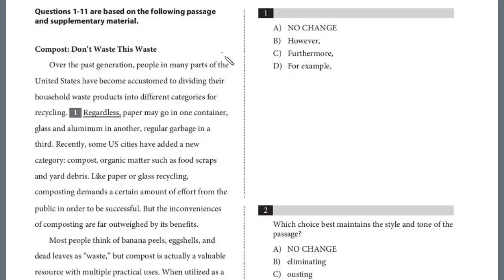So we have this topic sentence, this opening sentence that states that people have become used to dividing their household waste. And then we have the different types of waste listed. We've got paper in one category, glass and aluminum in another, regular garbage in a third. Regardless means in spite of. It doesn't make any sense here. So in the opening sentence, it introduced that people were used to splitting up their household waste, and then we have different examples. And so this is definitely an example.